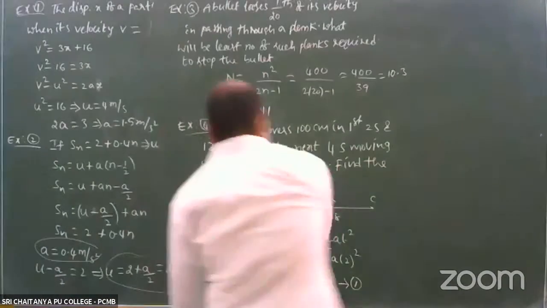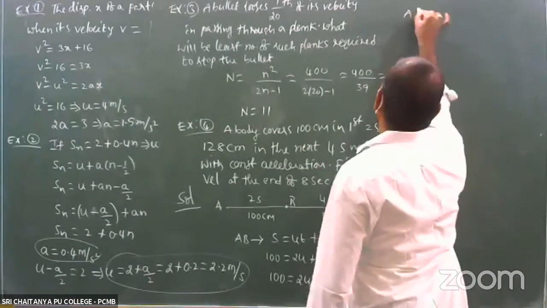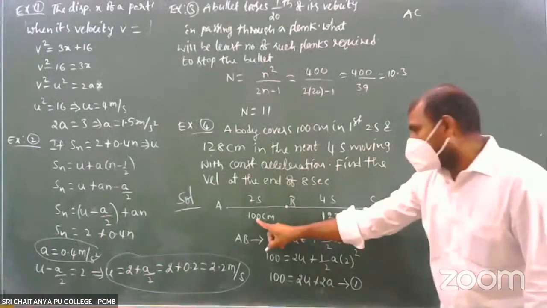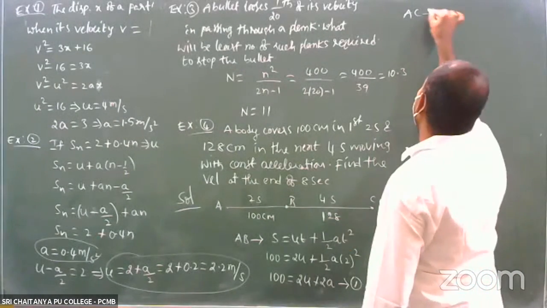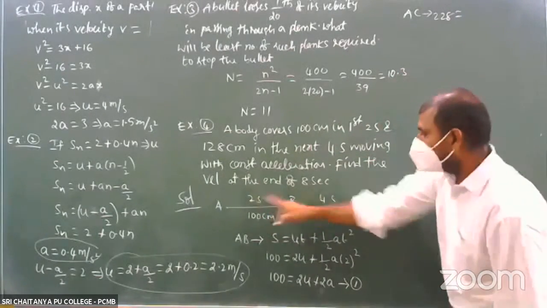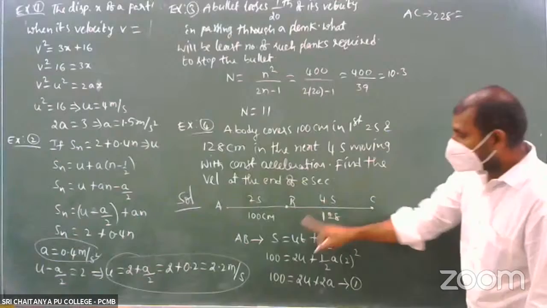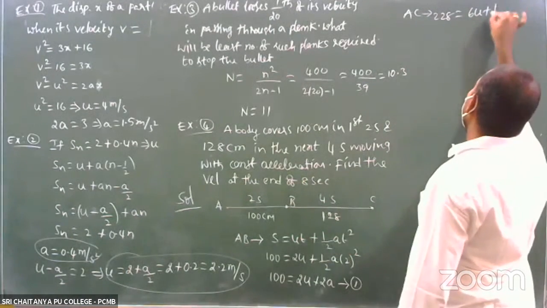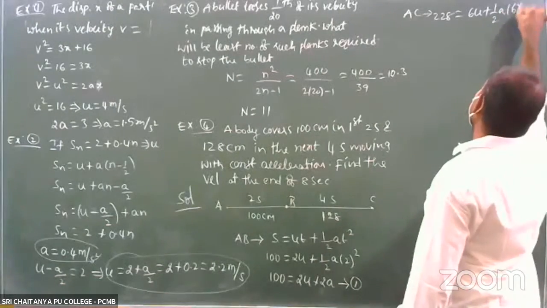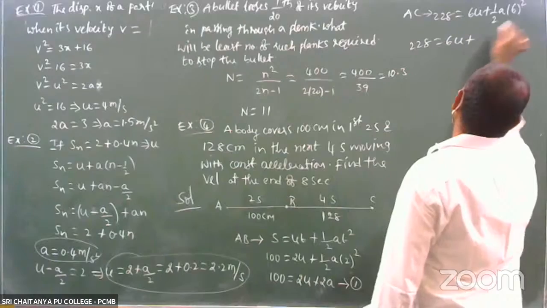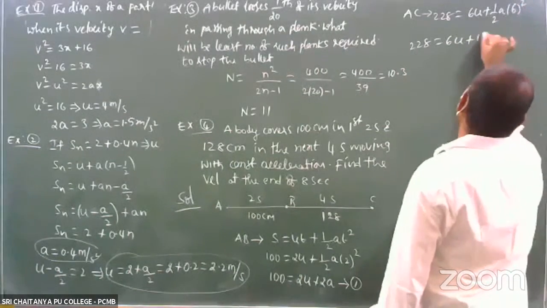Next, taking from A to C, not from B to C. A to C distance is 100 plus 128. What you will get? 228. A to C time taken is 2 plus 4, 6. Time is 6. S is 6U plus half A T square, 6 whole square. 228 is equal to 6U plus 36 by 2 A.